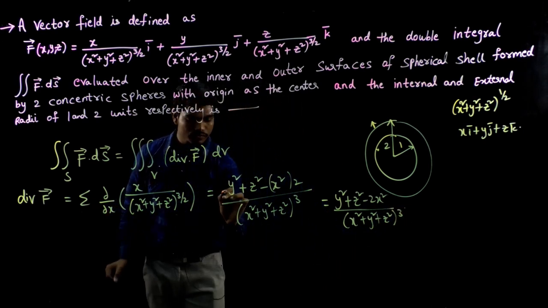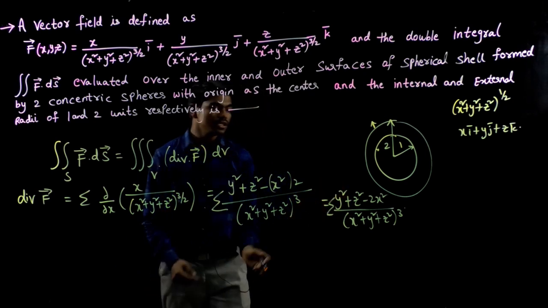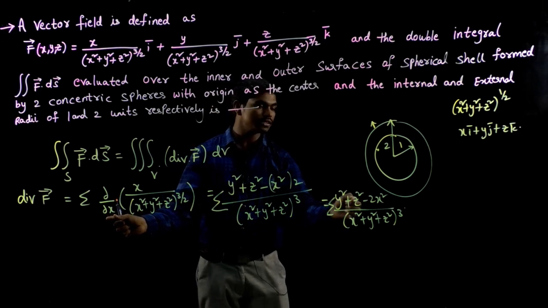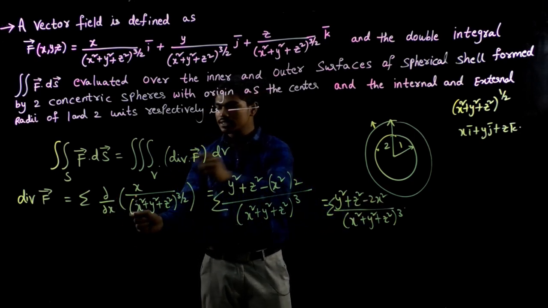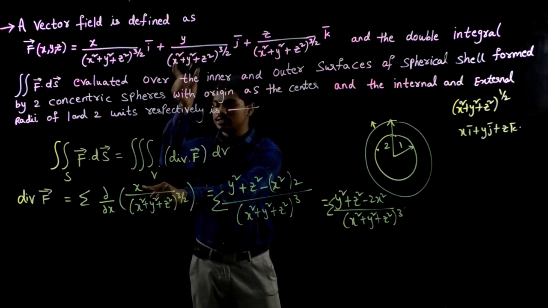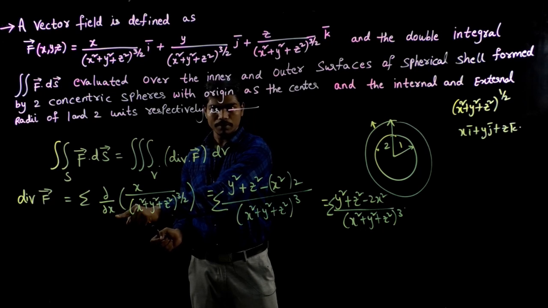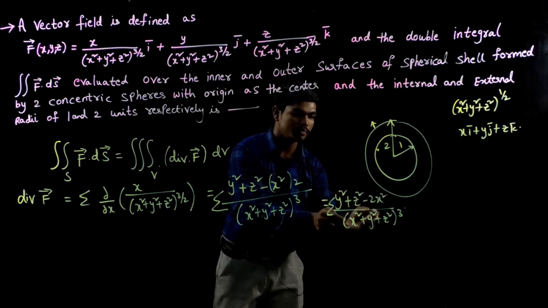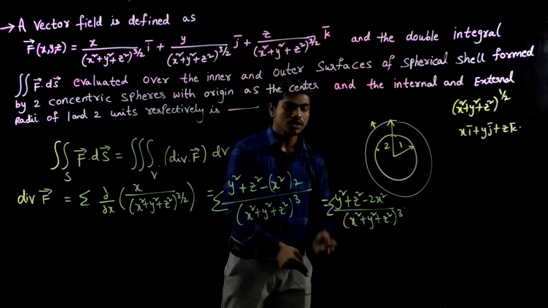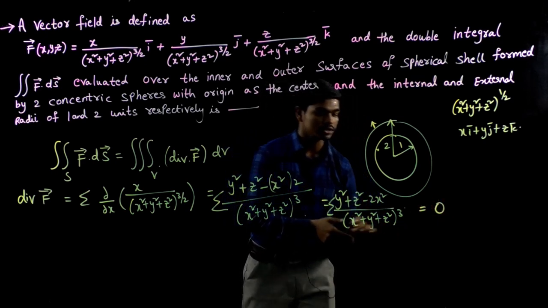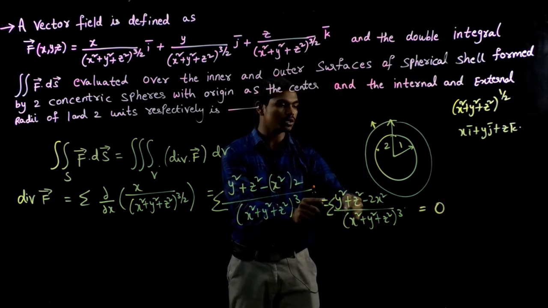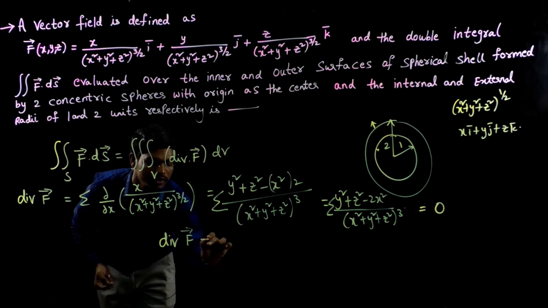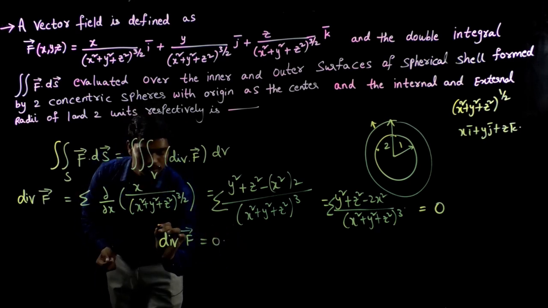Since we are adopting summation here, we can adopt it here as well. If you see, this is a cyclic term, which means when you differentiate with respect to x, you will be getting y square plus z square minus 2x square. Similarly, for the second term, if you put y here and differentiate with respect to y partially, you will be getting the next term as x square plus z square minus 2y square divided by x square plus y square plus z square whole cube. So this total summation will give you 0 because this is a cyclic expression, and when you run the summation over this, you will be getting 0, which means the divergence of this f bar is equal to 0 for this particular case of f bar.